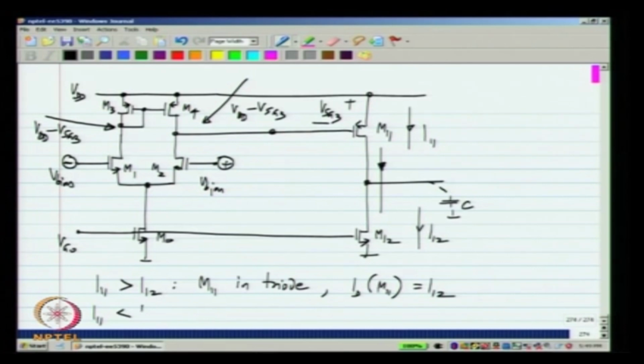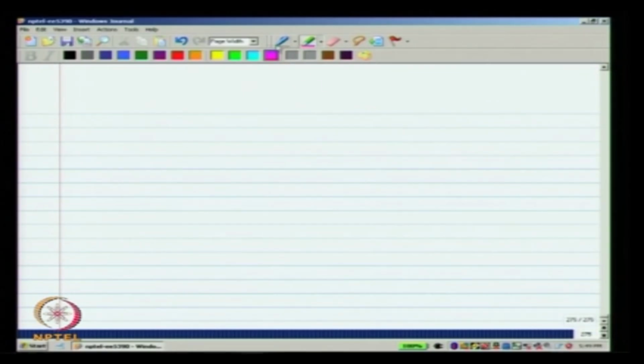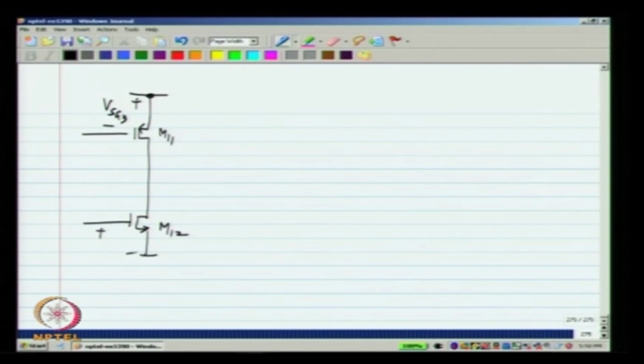Similarly, if I11 happens to be less than I12, the voltage will fall down until M12 is in triode and ID of M12 equals I11. Now, this is visualized very easily graphically. This operates with a certain VSG3 and this operates with a certain VGS12. And let us say the output voltage is Vout.